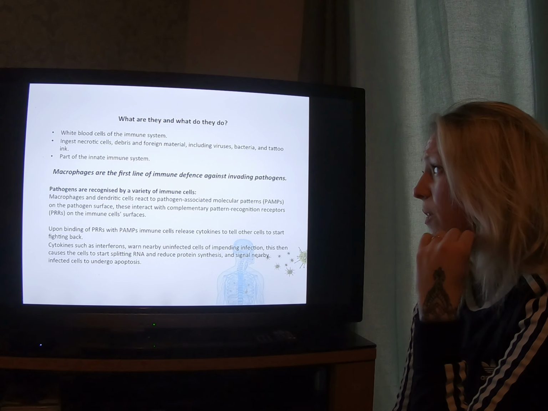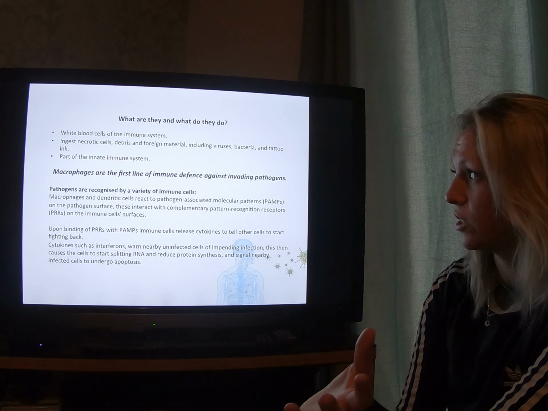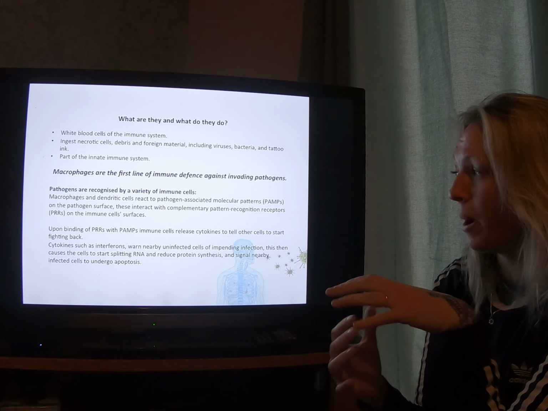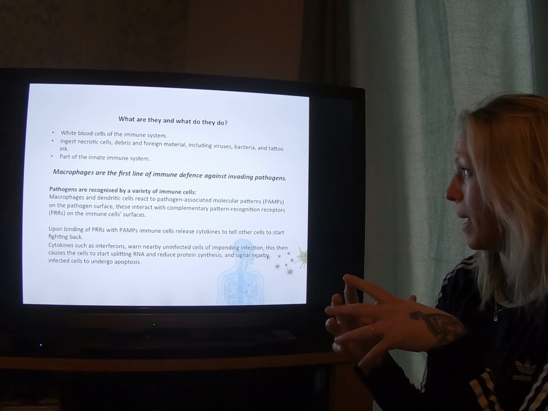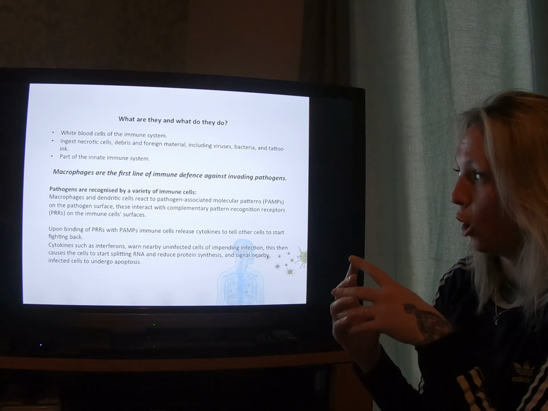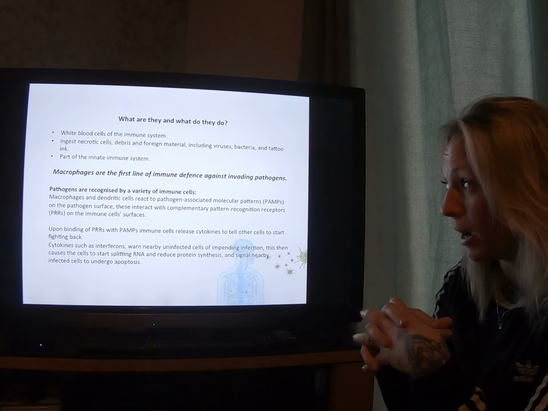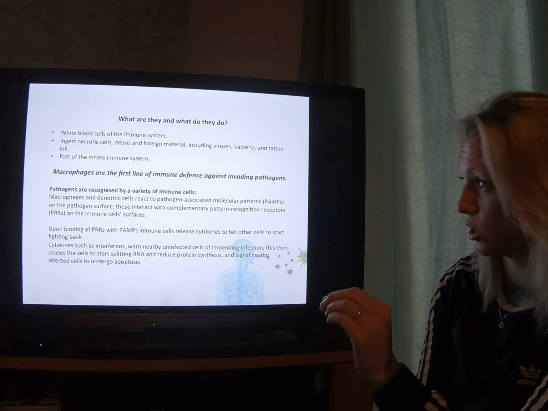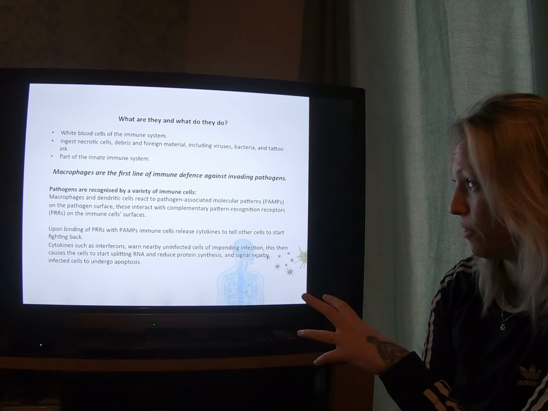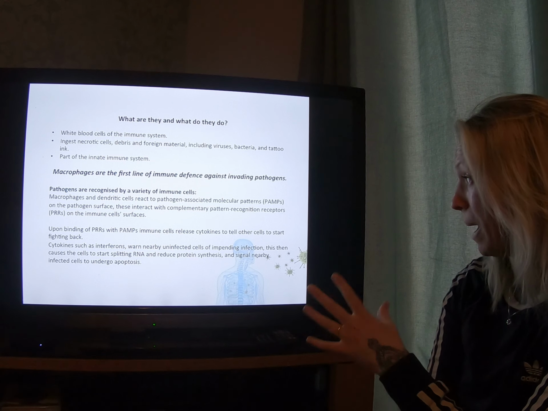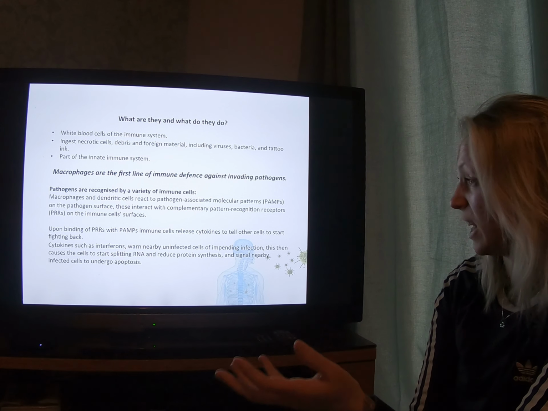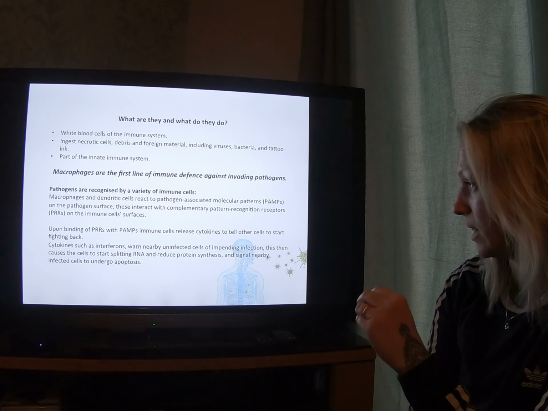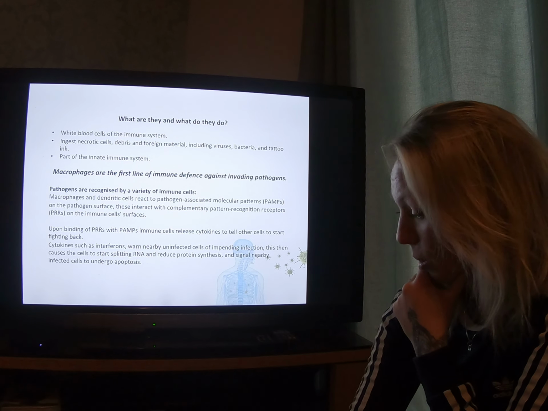And pathogens are recognized by a variety of immune cells. Macrophages and dendritic cells react to pathogen-associated molecular patterns, PAMPs for short, on the pathogen surface. These interact with complementary pattern recognition receptors, PRRs, on the immune cell surface. Upon binding of the PRRs and PAMPs, immune cells release cytokines to tell other cells to start fighting back. It's the cytokines such as interferons that warn nearby uninfected cells of impending infection. This then causes the cells to start splitting RNA, to reduce protein synthesis, and signal nearby infected cells to undergo apoptosis.